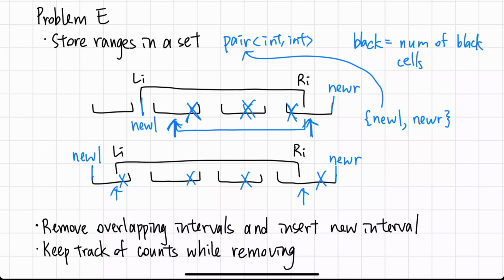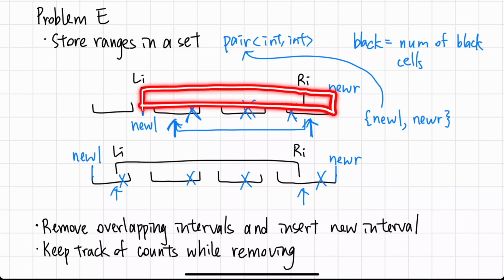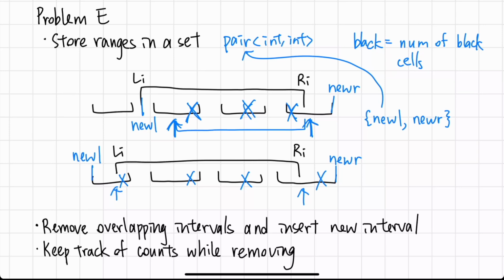So how we can solve this problem, to recap what I just said, is to remove overlapping intervals. We would remove overlapping intervals and we would insert the new interval that is merged. And we would keep track of the counts while removing. So subtracting these values here and adding this whole new merged value back into the variable black. So now let's look at the code.